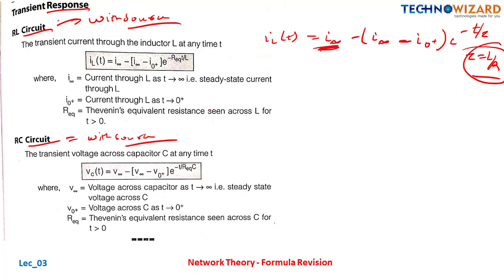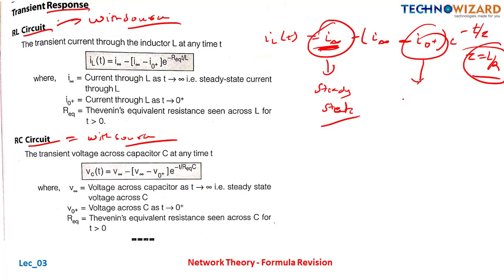Now what is I infinity? The current at steady state. I0 is the current at the initial condition. These are the formulas for the RL circuit. IL of t is the current flowing in the inductor at any time t.